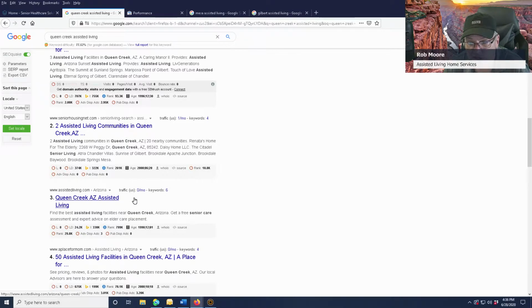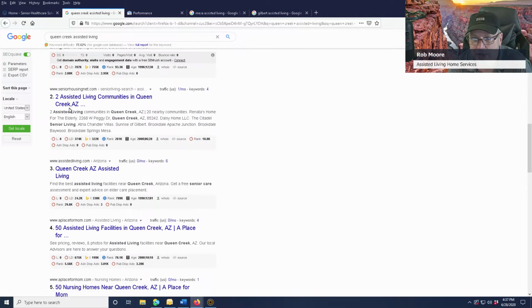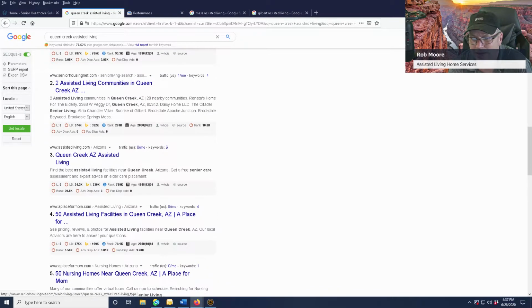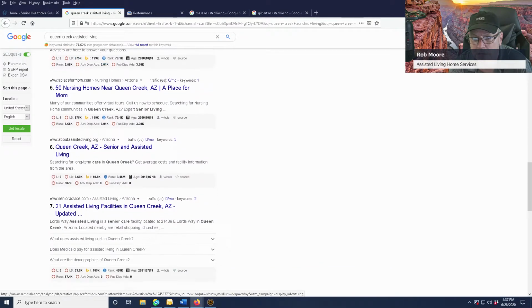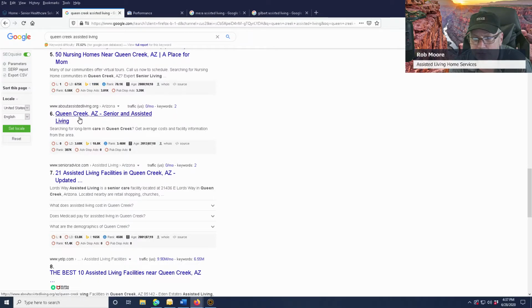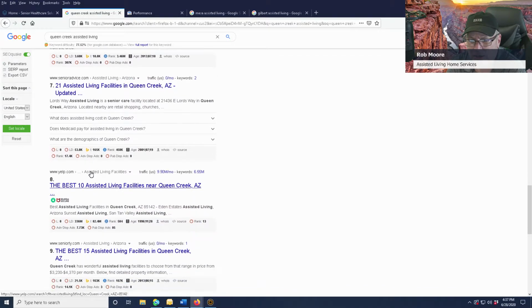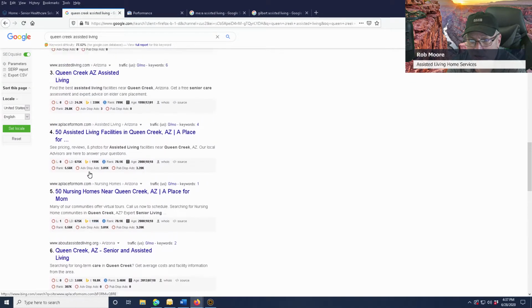You may see some facilities pop up here, but pretty much it's going to be dominated by the referral agencies. And you can see that right here. You've got Senior Housing Net. I think that's A Place for Mom. AssistedLiving.com, again, A Place for Mom. A Place for Mom here. Another entry about assisted living. I don't know who owns them. SeniorAdvice.com. Probably a lot of these are going to be A Place for Mom.